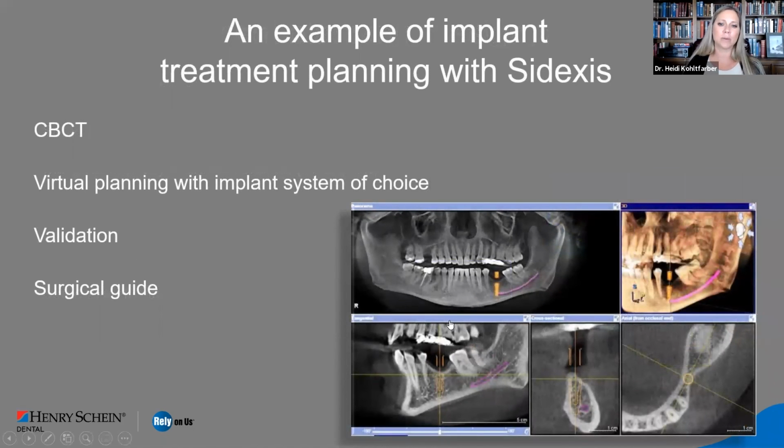Here is a treatment planning using Sidexis. So this is one of the Sirona units. Again, you're going to obtain your CBCT. Again, you can use your virtual planning implant system of choice because there's a whole host within the catalog. We can validate it, and you can send that off for a surgical guide.